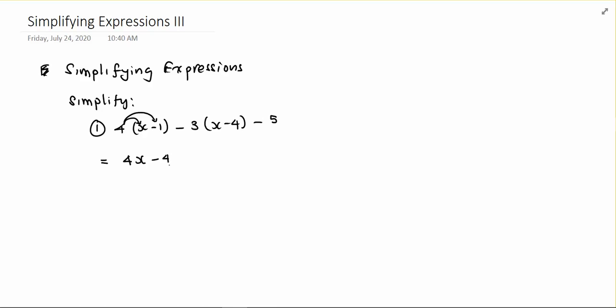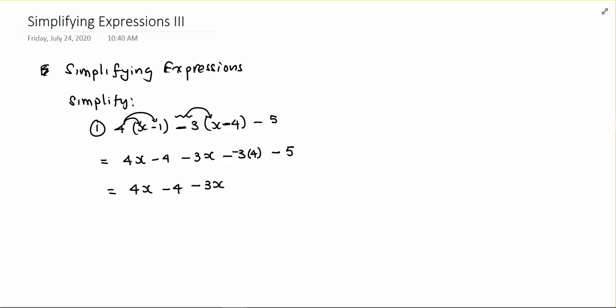Okay, now the second one. So when you're distributing with this negative, remember to take the negative with you. So this is really negative 3 into the x, and then here's this negative, and then negative 3 into the 4, which is 12. So let me write it in 2 steps. And then we have the minus 5. So this is 4x minus 4 minus 3x.